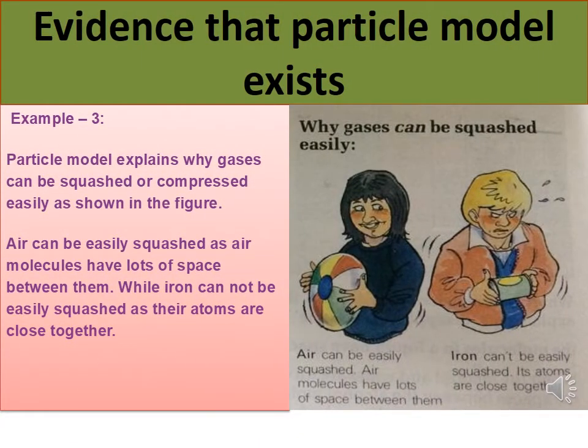Example 3. Particle model explains why gases can be squashed or compressed easily as shown in the figure. Air can be easily squashed as air molecules have lots of space between them, while iron cannot be easily squashed as its atoms are close together.